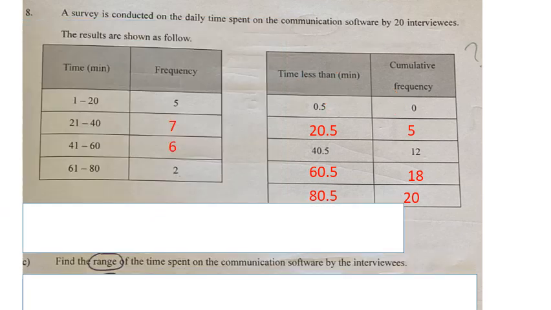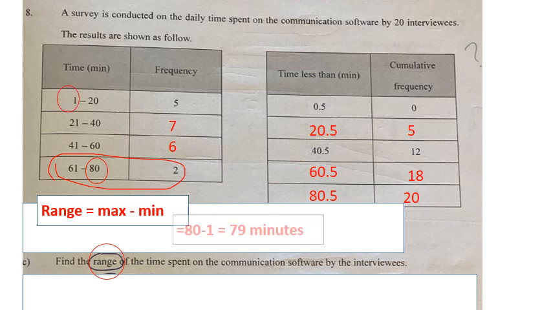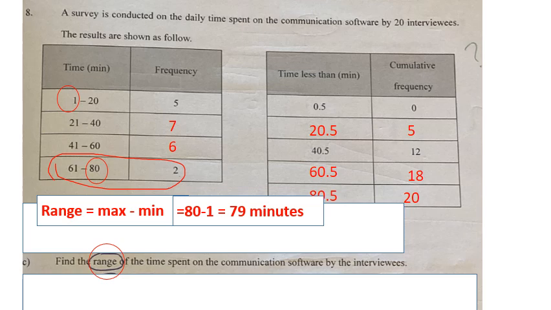Part C, find the range of the time span on a communication software by the interviewees. Do you know the definition of range? The definition of range is maximum minus minimum. So, do you know what is the maximum? Yes, you're right. The maximum is 80. Do you know the minimum? Yes. 1.